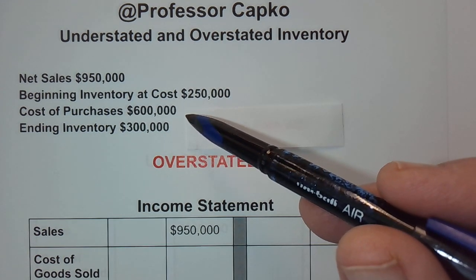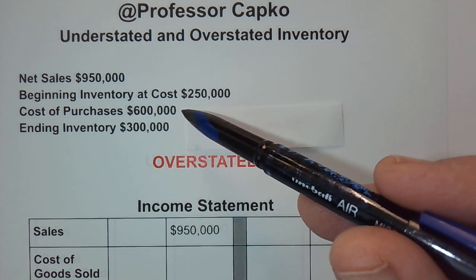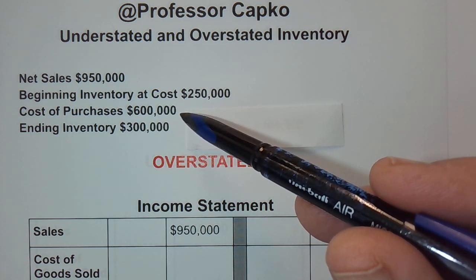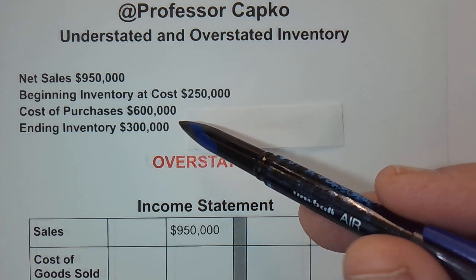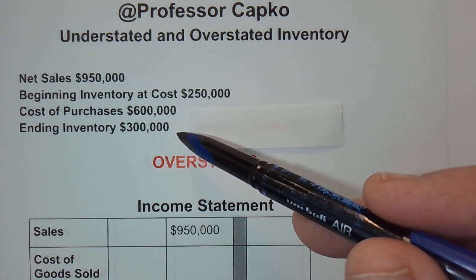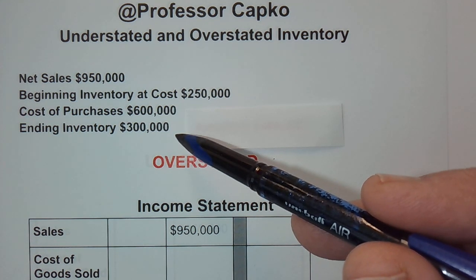During the course of the period, additional purchases were made for inventory items totaling $600,000. So $600,000 was added to the inventory. At the end of the inventory period, or at the end of the accounting period, an ending inventory was taken and $300,000 worth of items are in there.